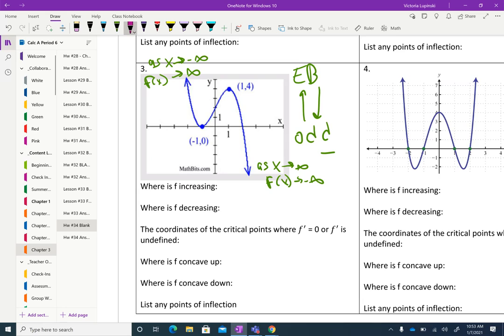Okie dokie then. When they say, where is the graph increasing, you should pretty easily be able to identify that region here. You would say that it's increasing from x equals -1 to x equals +1, and you would of course only use parentheses. That means it has to be decreasing everywhere else, which means negative infinity to -1, and then 1 to infinity.